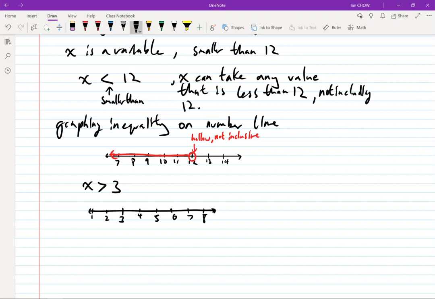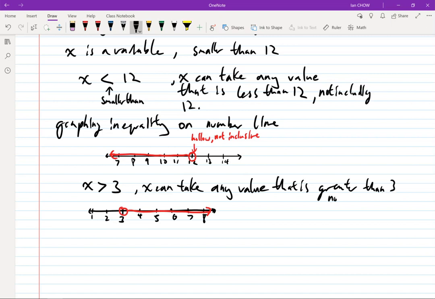If it's not inclusive, if x is greater than 3, then we have to draw a hollow circle at 3, and then draw an arrow that goes to the bigger side. That means that x can take any value that is greater than 3, and of course, this is not including 3. So 3.0001 is fine because it's not 3 exactly. As long as you are bigger than 3, that's fine.